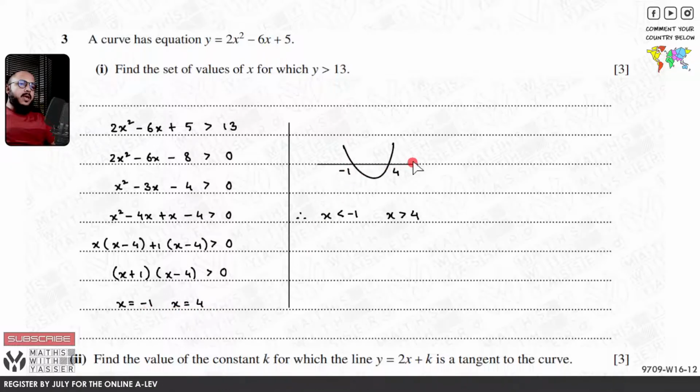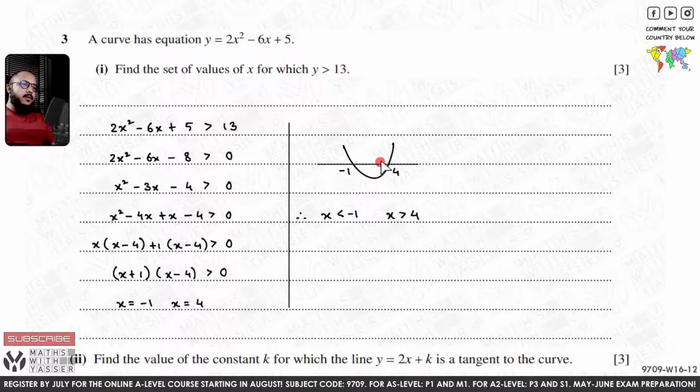Now let's draw the number line, and since the quadratic equation is positive, it will be a U shape. And for greater than 0, x must be less than negative 1, and x must be greater than 4.